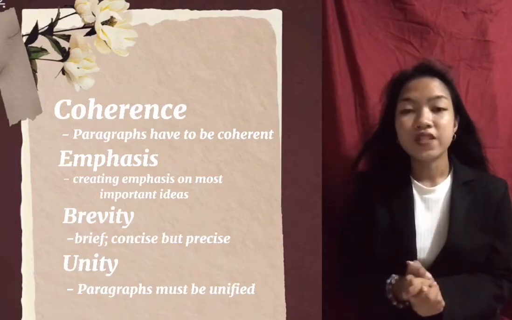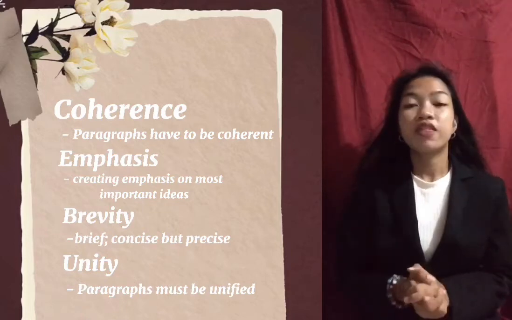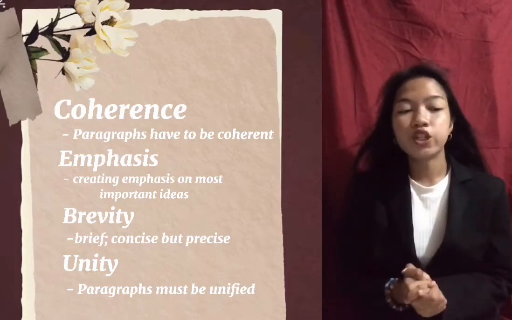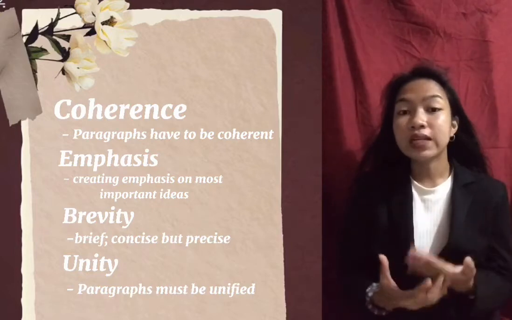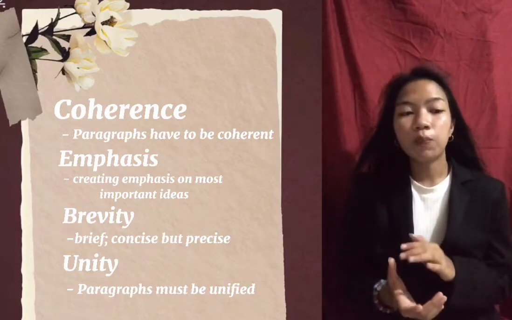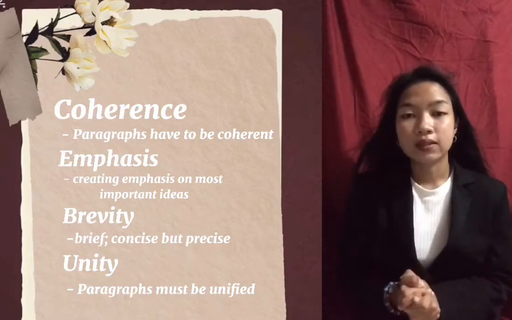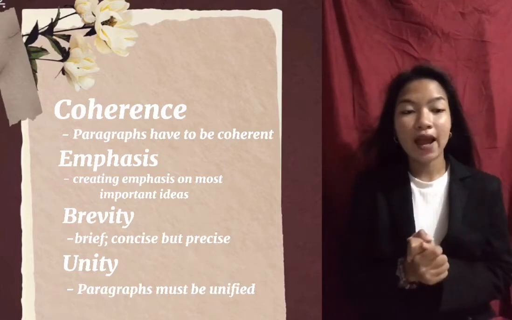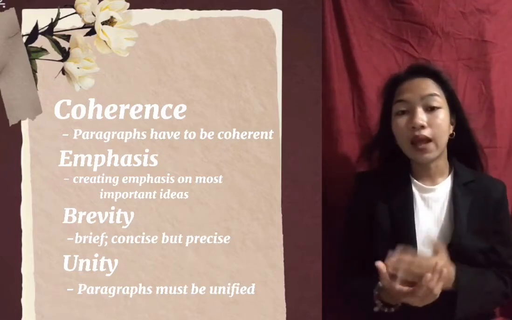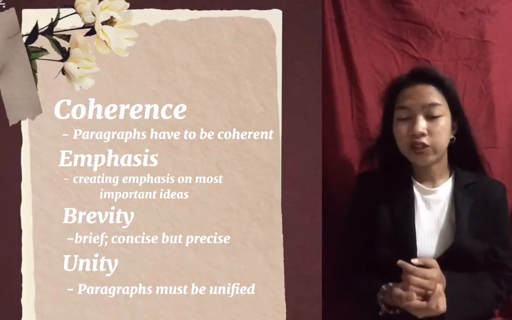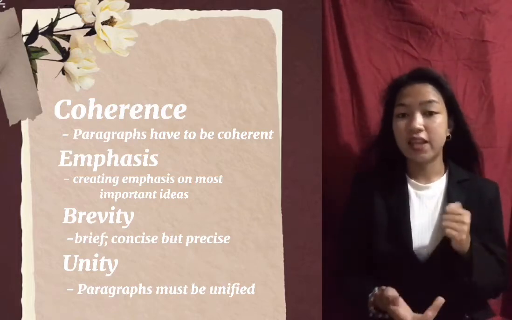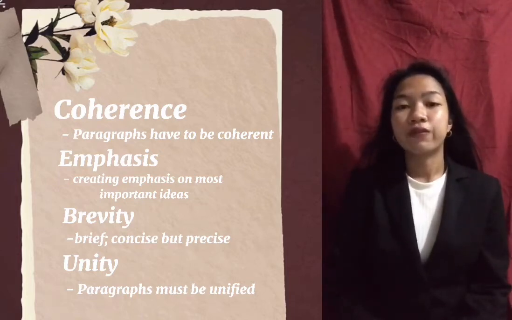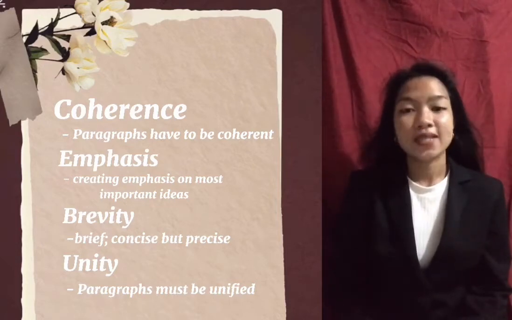So the paragraphs have to be coherent. This means that the parts of your paragraphs need to link to each other in a logical way so that the readers can easily follow the development of your ideas and argument. Next, we have E for emphasis. So it simply means organizing ideas in order to group like ones together and creating emphasis on the most important ideas. Next, we have brevity. It means brief, concise, but precise.